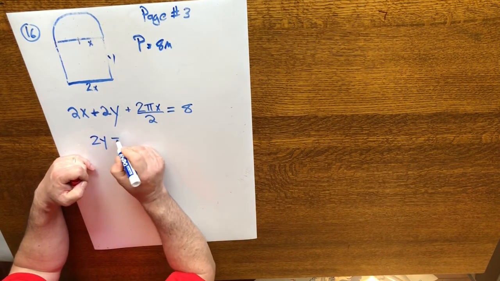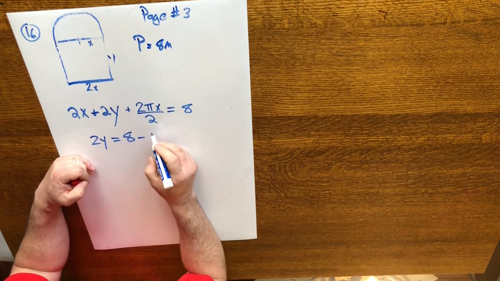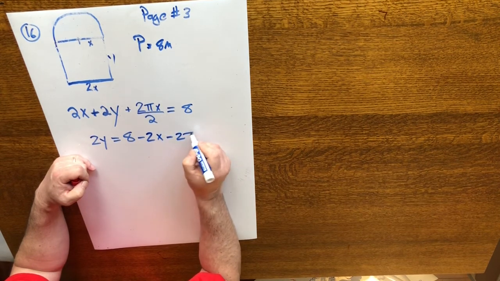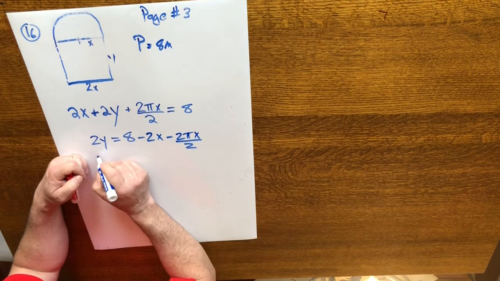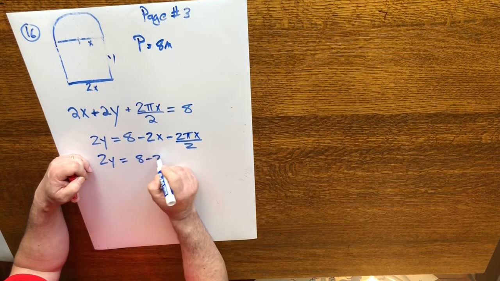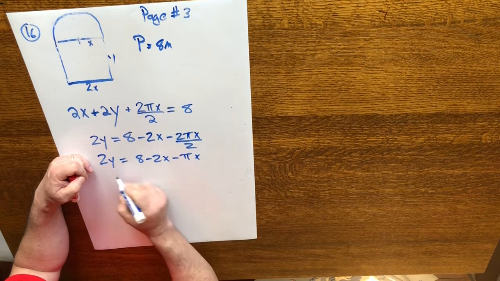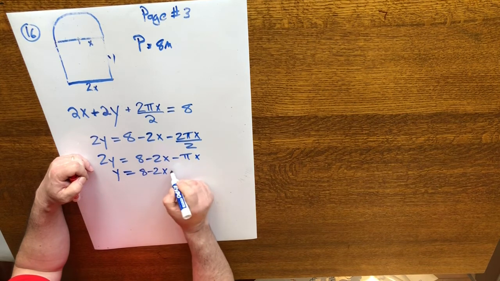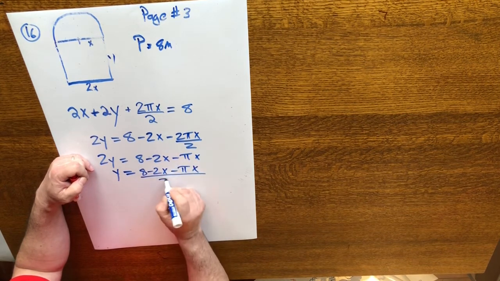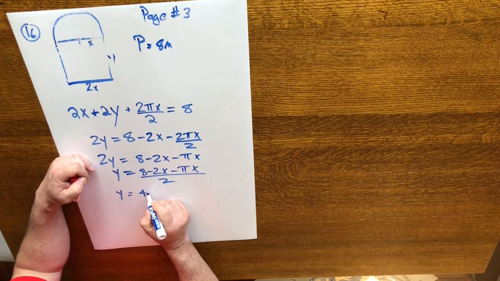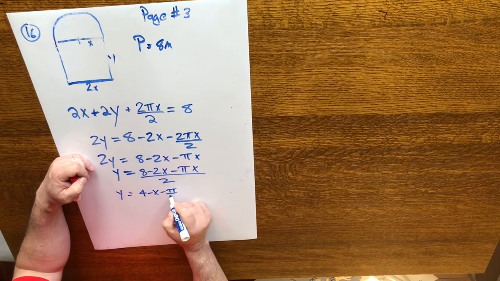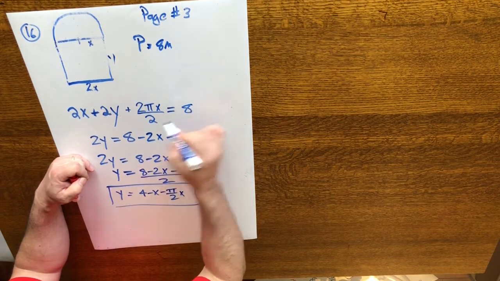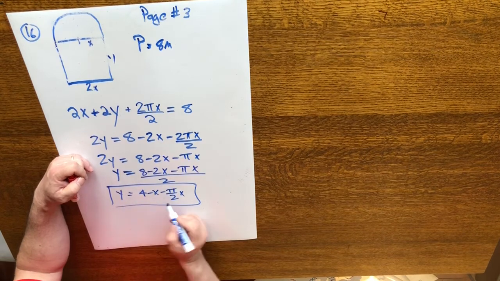So 2y equals 8 minus 2x minus 2 pi x over 2. So 2y equals 8 minus 2x minus pi x. And then divide by 2 and you get y equals 8 minus 2x minus pi x all over 2. Y equals 4 minus x minus pi over 2 x. So that was the known relationship, a given perimeter of the window, and now we have the two variables x and y in terms of x.